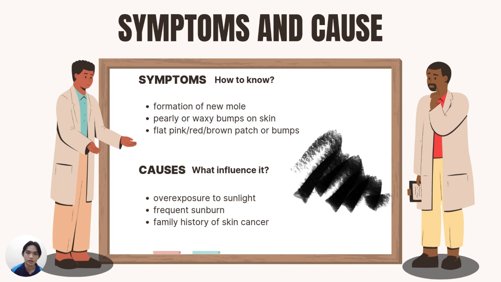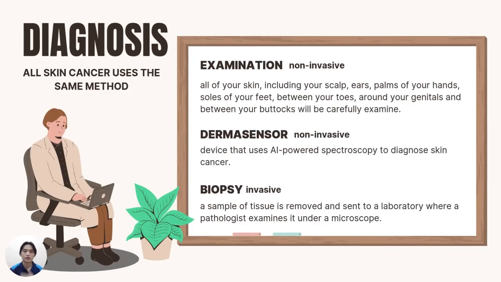And then the symptoms. How do we know if it's skin cancer? The formation of new moles, pearly or waxy bumps on skin, flat pink, red, brown patches or bumps on your skin. So what causes this skin cancer? Skin cancer is caused by overexposure to sunlight, frequent sunburn, and family history of skin cancer can influence it as well. So how do we diagnose this?